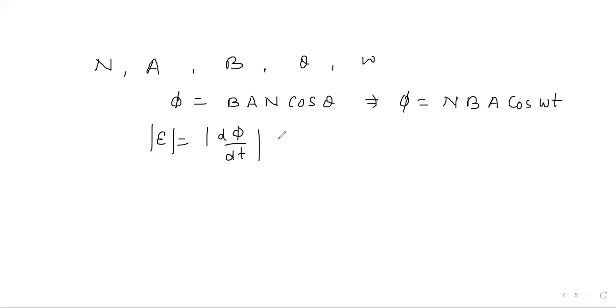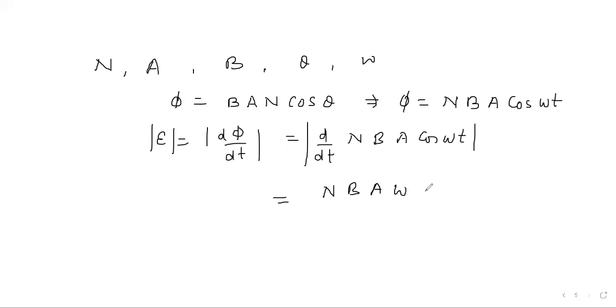Now, the induced EMF in modulus will be d phi by dt. We are taking the modulus value, so I will not write the minus sign. So modulus of d upon dt of N B A cos omega t will give N B A omega with a minus sign sin omega t, and after taking modulus, it will become sin omega t. So this is E. Now E max will be when sin omega t is 1. In that case, the value will be N B A omega.